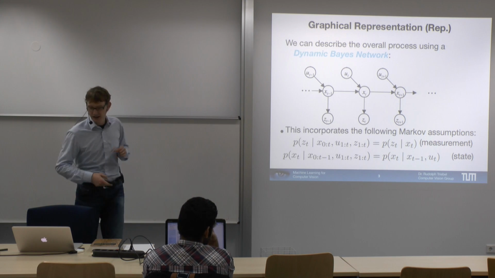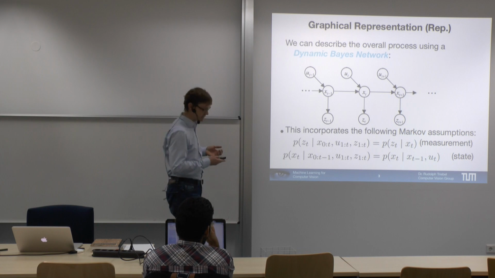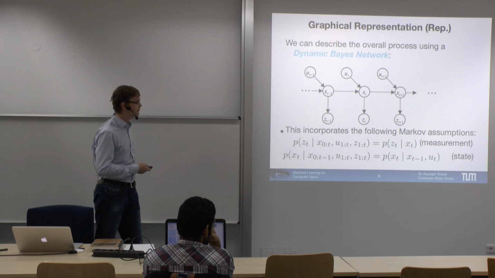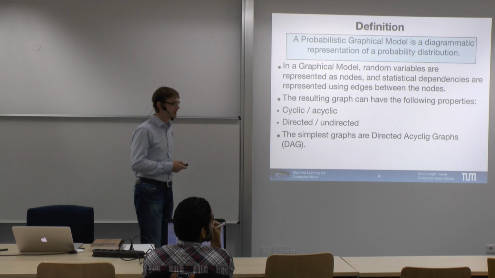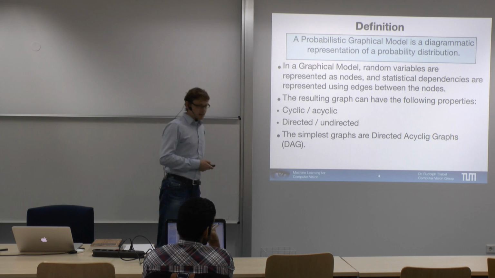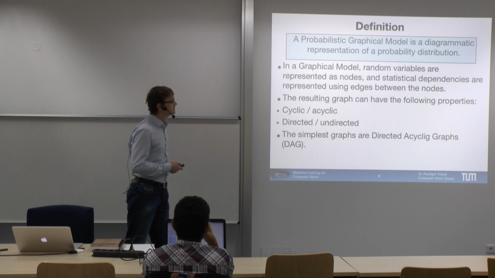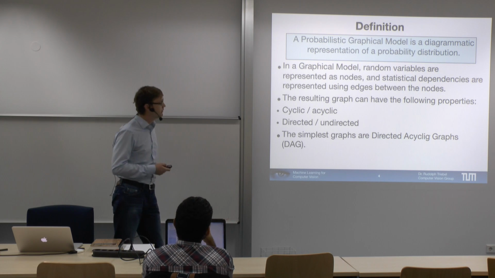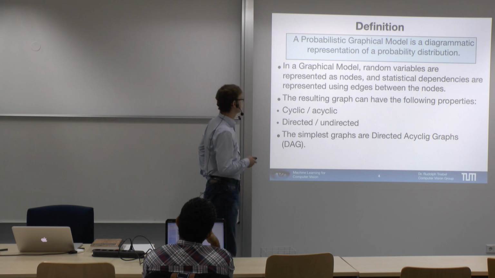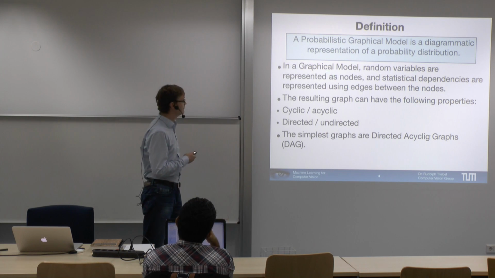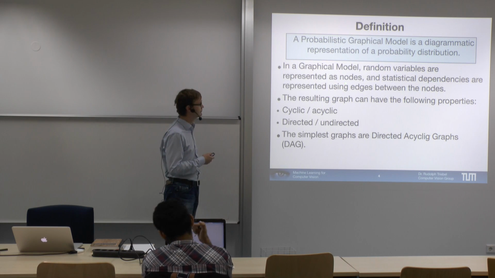So this is already an intuition of what graphical models are, and now we try to formalize them more. And formalizing we do by definition. So we define a graphical model, which is, well, it's some kind of definition. We can say a graphical model is a diagrammatic representation of a probability distribution, right? So what we have in graphical models are random variables, and every random variable is a node in that graph.